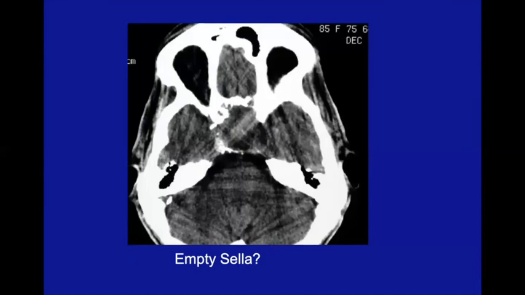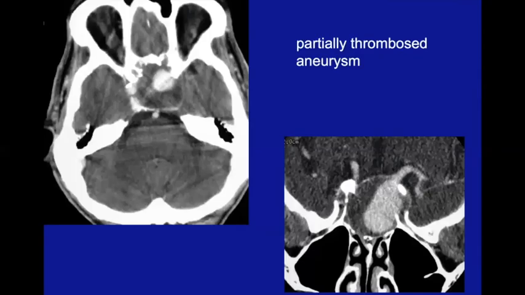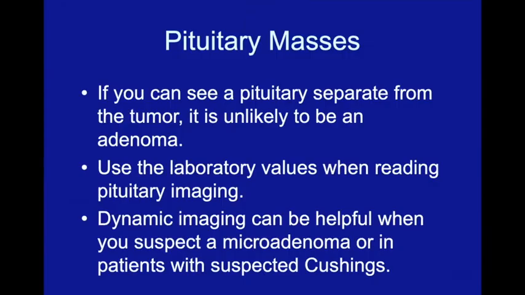Now here again, this is a giant sella, but at very low attenuation here on the CT scan. Is this a giant empty sella? Well, you're obliged, I think, to figure it out. And so here's a post-contrast image. Here's the CTA. This is a low attenuation thrombus within a giant aneurysm. So again, don't be too comfortable calling all things empty sellas on CT scans when the sella is enlarged and there's low attenuation within.